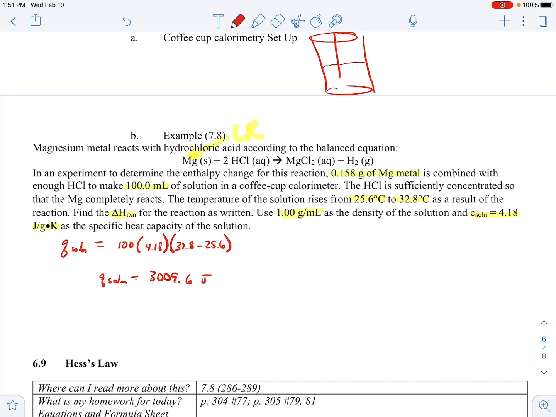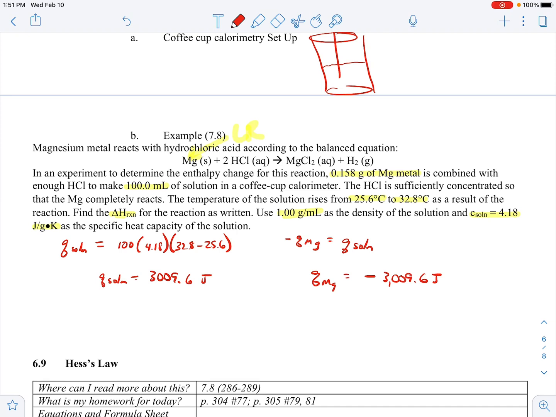So that other part is Q of the Mg, right? This is equal to Q of the solution. So we just put a negative sign on it to get us our Q of Mg. So we've got negative 3009.6 joules. All right, with me so far?